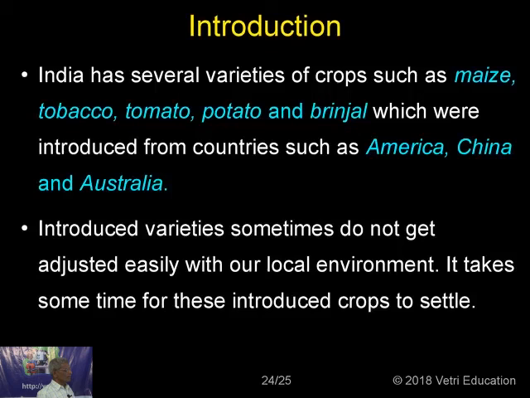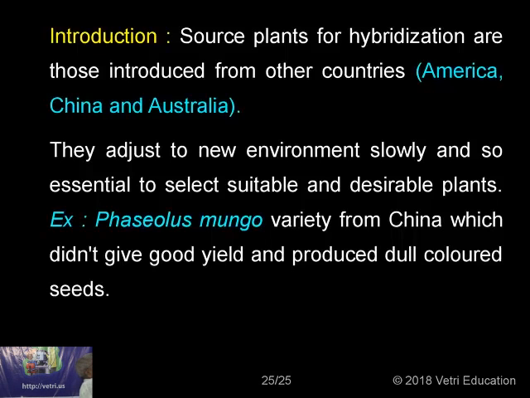Introduction. See, by introduction we are able to get more crops, as I was telling you. Crops have been introduced from different countries by different people at different stages. So maize, tobacco, tomato, potato, brinjal, all these crops have been introduced from America, China and Australia. Introduced varieties sometimes do not get adjusted or acclimatized easily to our local environment. It takes some time for these introduced crops to settle. But finally they will settle down, and then good things will happen and we will be able to get a new crop in our country. This has been happening for the past 200 to 300 years. So nothing to be worried about.